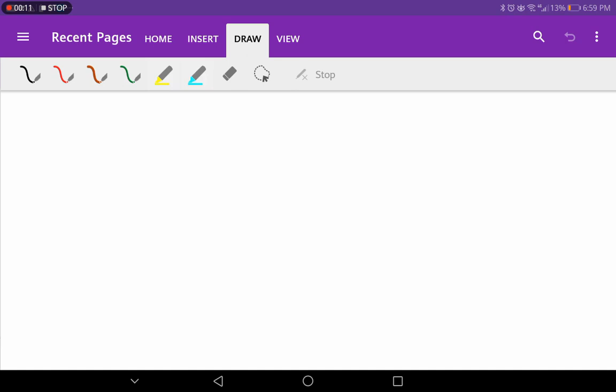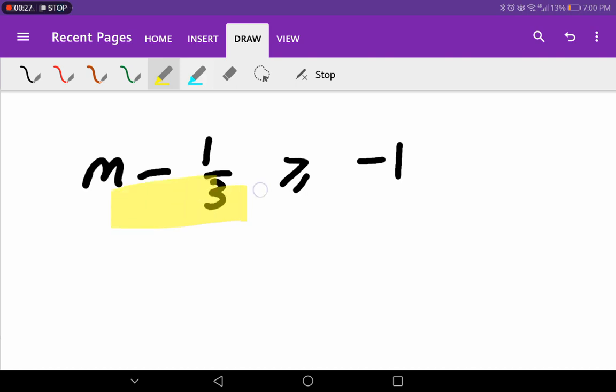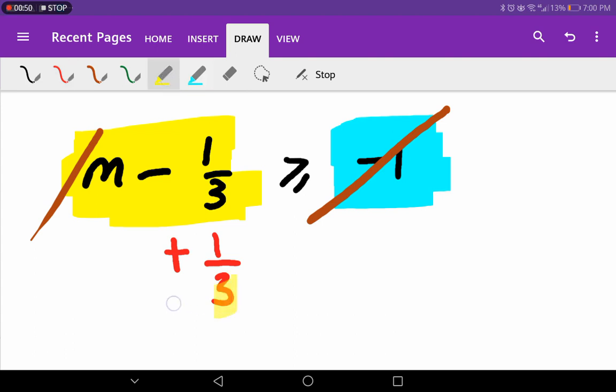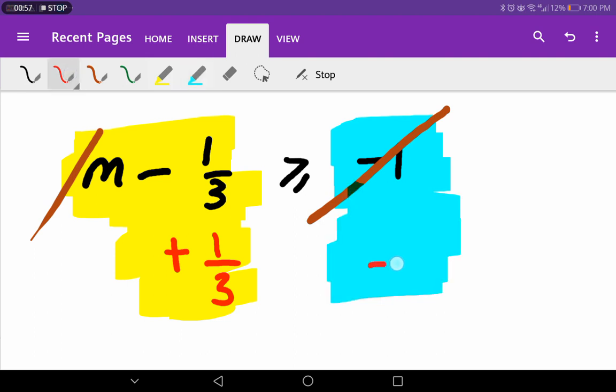Today our mission is to make a revision for 3-2 and 3-3. Let us take this question: m minus 1 over 3 is greater than or equal to negative 1. How can we solve this? As you know, this is the left side and this is the right side, and our goal here is to make m alone and happy. We ignore this side and the coefficient, so we have to add positive 1 over 3 on this side. And what we do on the left side, my dear student, you have to be fair and do on the right side, so plus 1 over 3.